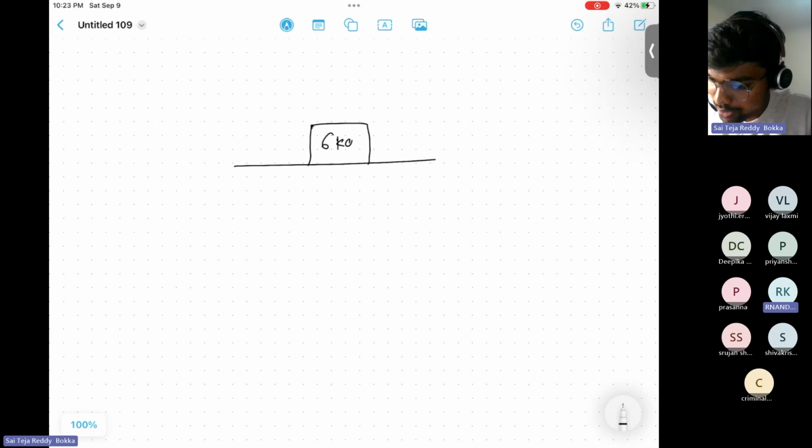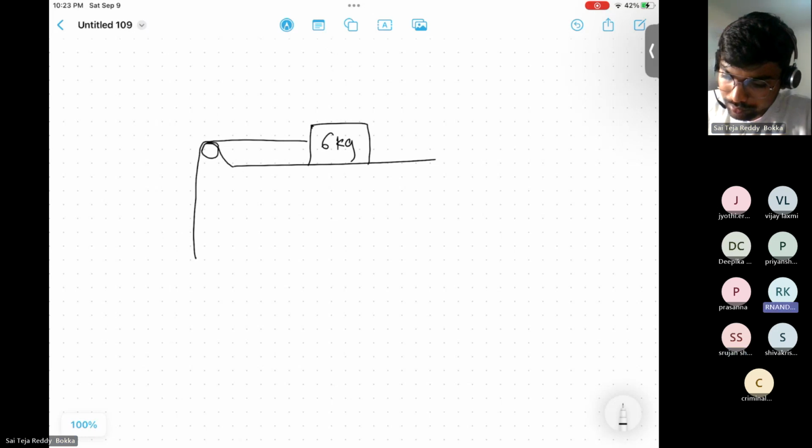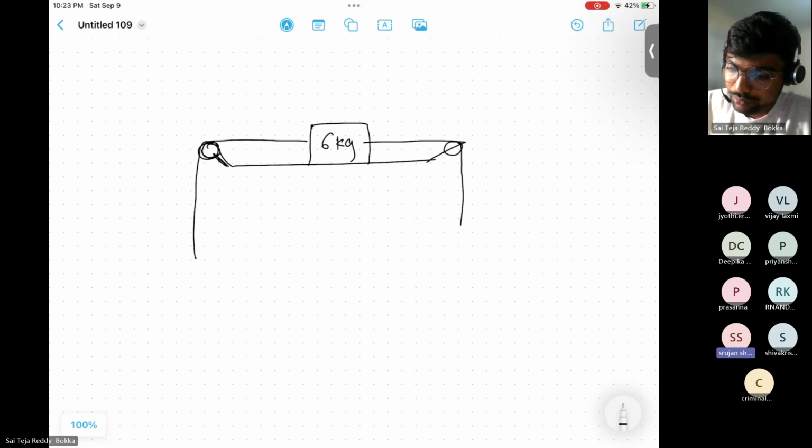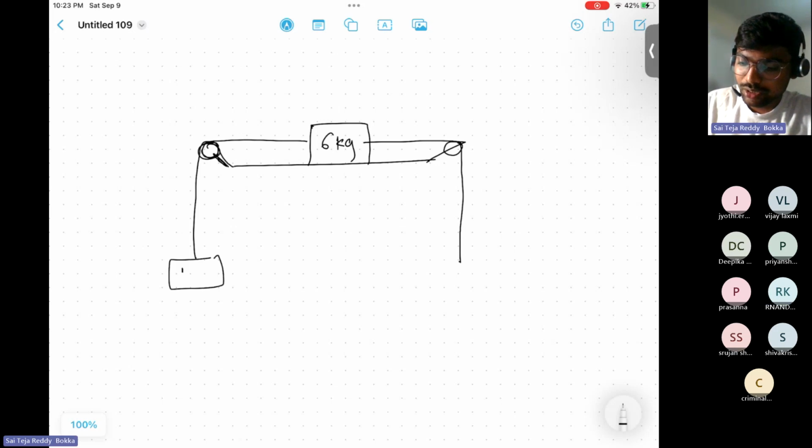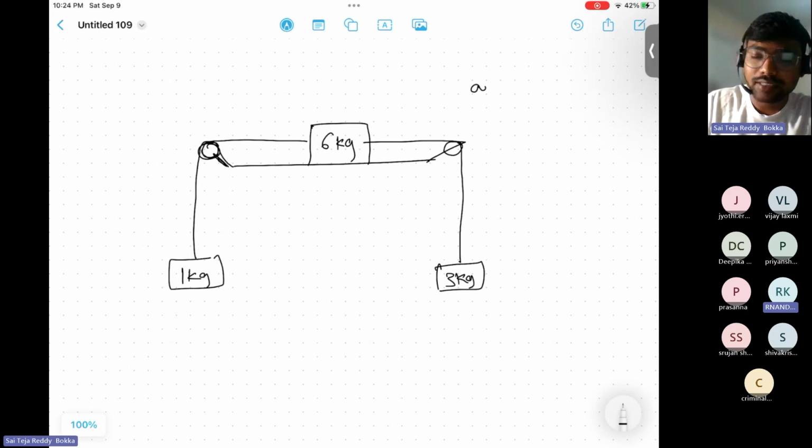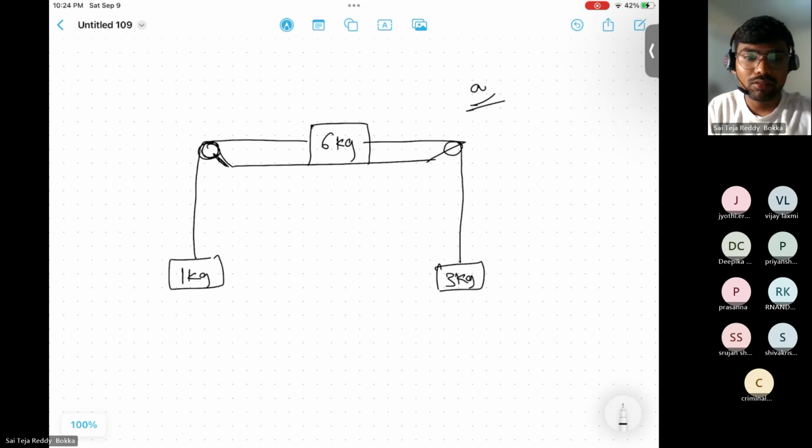It is a 6 kg mass, and it is anchored to a pulley. This one is 1 kg. This one is 3 kg. Now they're asking the average acceleration, the complete acceleration of these bodies. This will be very simple. Don't take much stress on it.